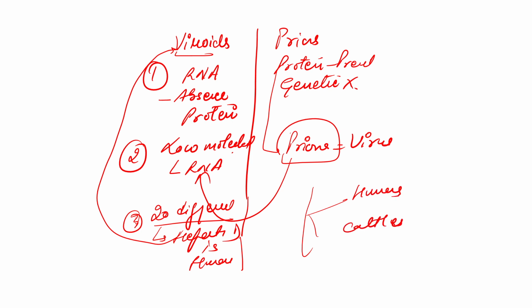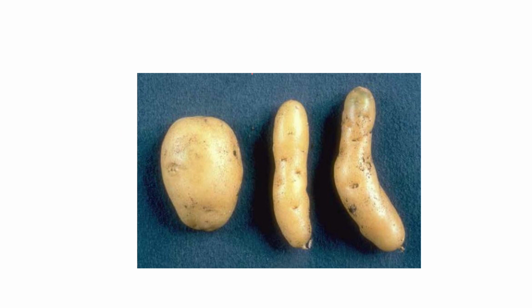So let's see. This is basically PSTV, as we have considered, PSTV is caused by the viroids, because viroids cause the maximum of the plant diseases. So here we can see the different shapes of potatoes. In this, stunted growth or cracks in the potatoes are observed.